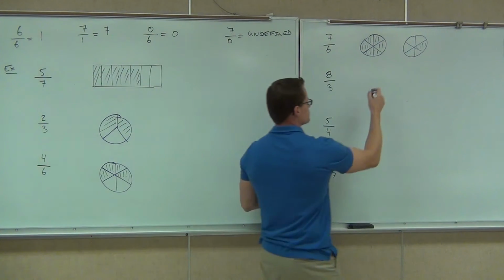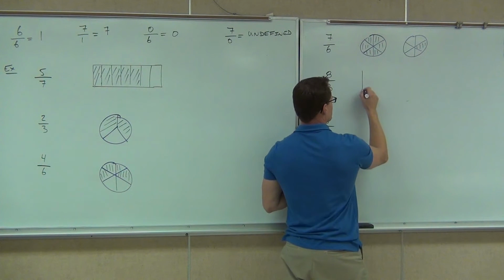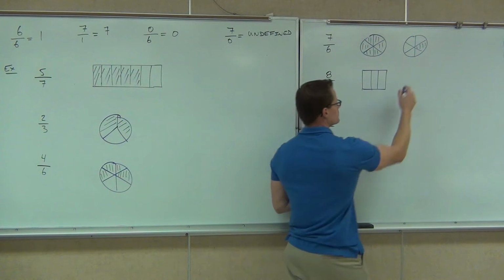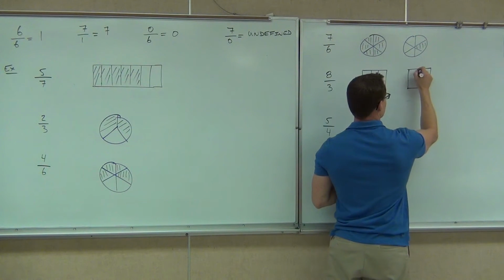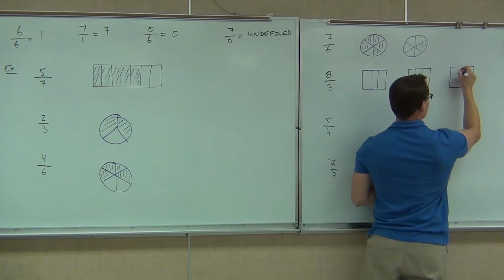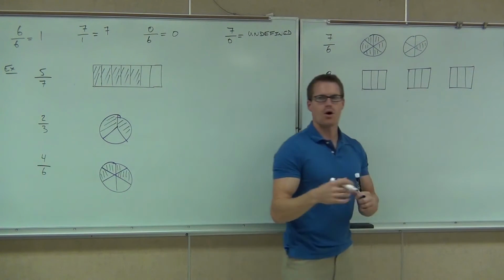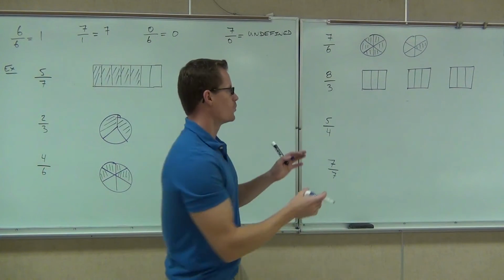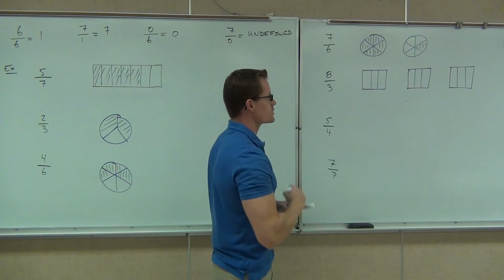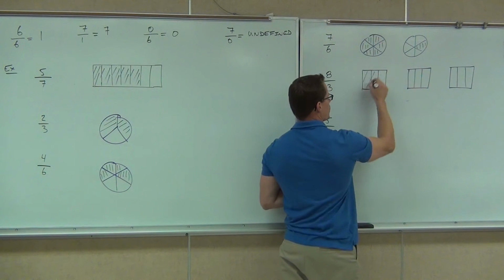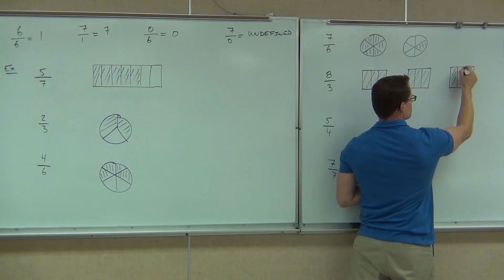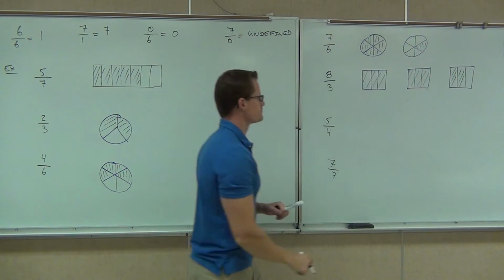Couple more. 3. There's 3. There's 6. We have to have enough to cover all 8 shadings here. So every whole we have is 1, 2. We have 3 wholes that are cut into 3 pieces each, and we're going to shade 8 of these pieces. So that's all of these. That's all of these, and that's all but 1. Yeah, 2 of those.